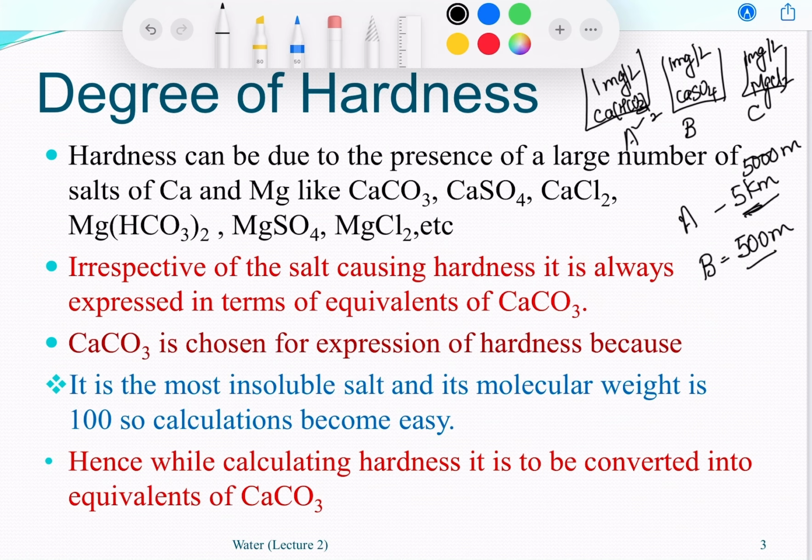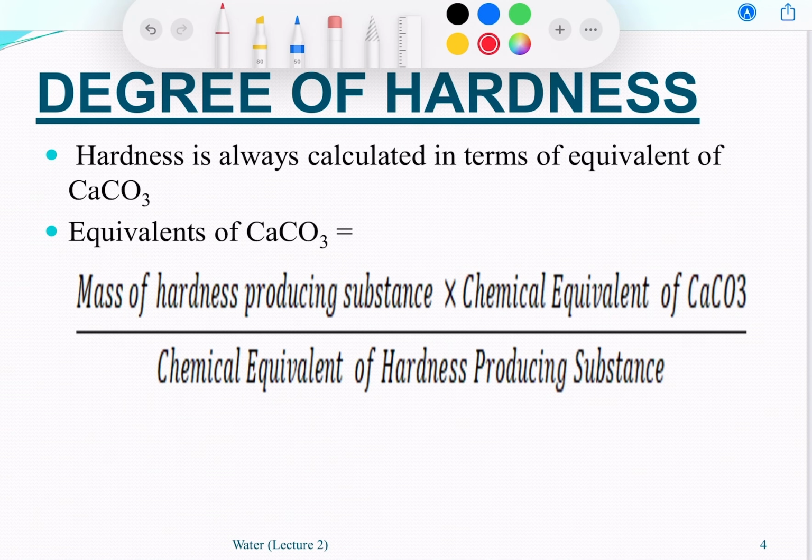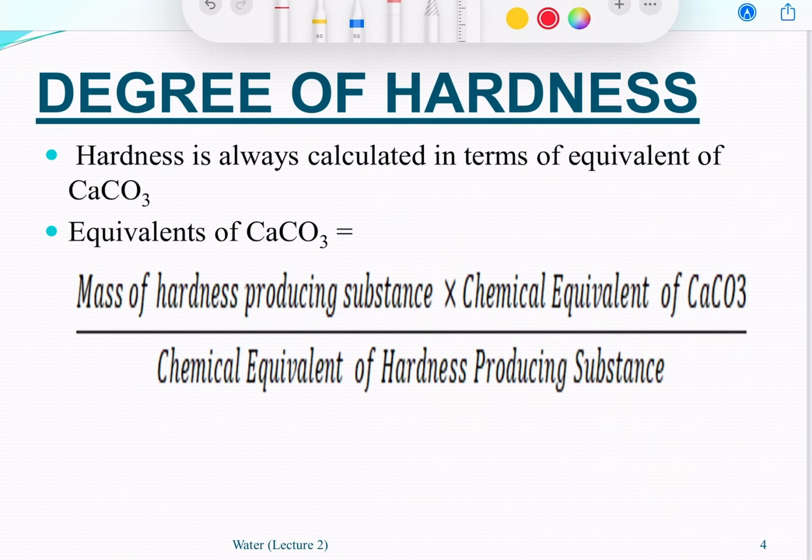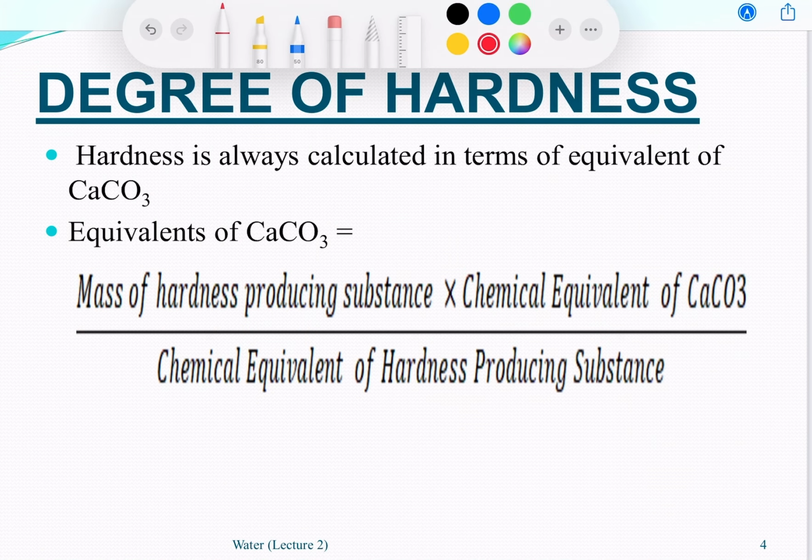Now here, when you are expressing in these three terms, you cannot say which is the hardest and which is the softest because you do not know the relation between them. So to express hardness in one common parameter, we express it in terms of equivalents of CaCO3. That is the basic reason why we express it in terms of equivalents of CaCO3. In the next slides, I will tell you how it is converted into equivalents of CaCO3 and how you can compare.